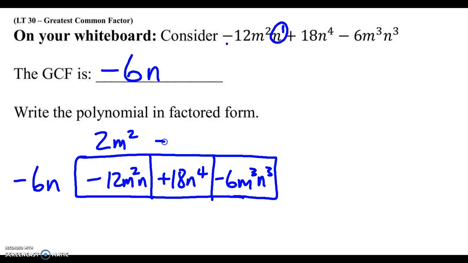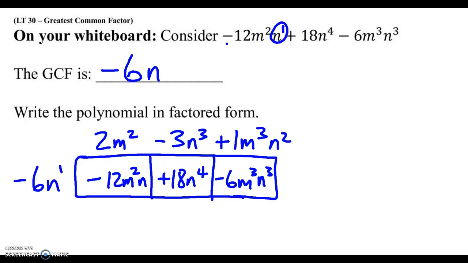Here I think I need a negative 3. Negative 3 times negative 6 is positive 18. And I think I also need n cubed. I already have n, that's n to the first. N times n cubed is n to the fourth. And in the last term, I've already got the negative 6. That means I need a positive 1. I need all of the m's, m cubed. And I already have 1 n, I need 2 more, n squared.